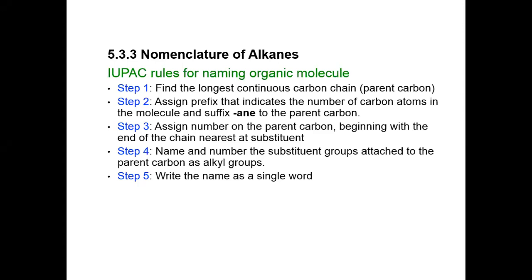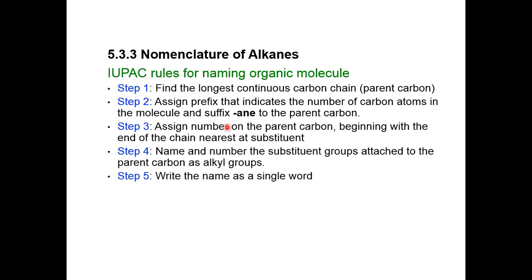What are the rules involved in naming alkanes? The first rule is to find the longest continuous carbon chain, the parent carbon. That is the most important, find the longest. Then the second step, assign a prefix that indicates the number of carbon atoms in the molecule and the suffix A and E to the parent carbon. So you find the longest, then name the parent according to A and E.